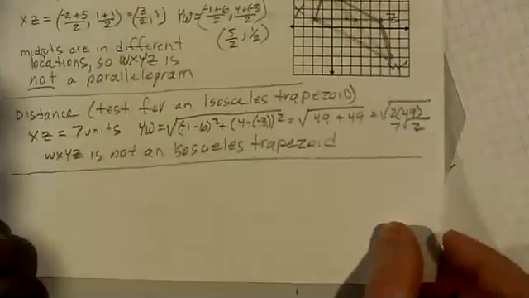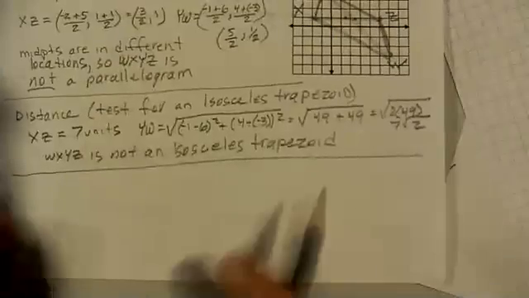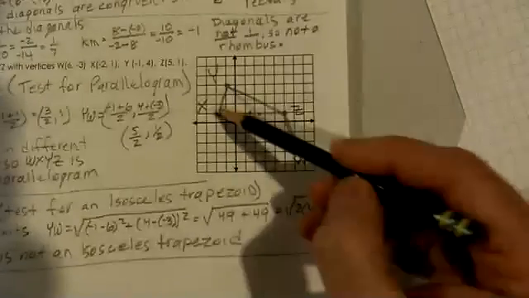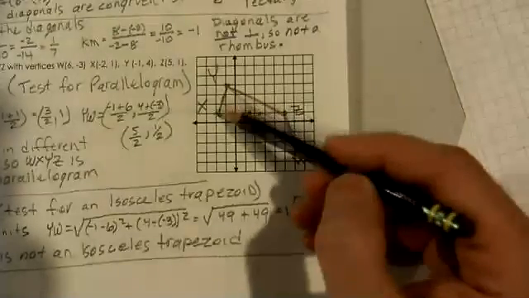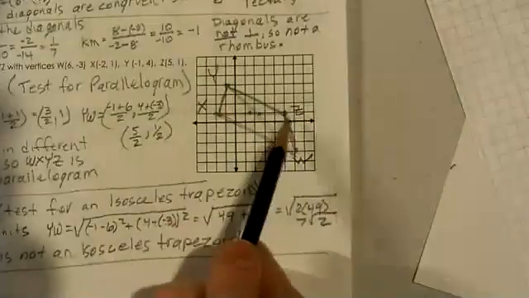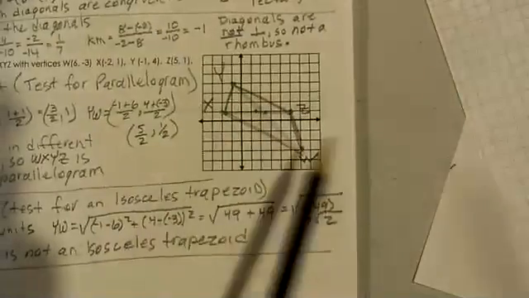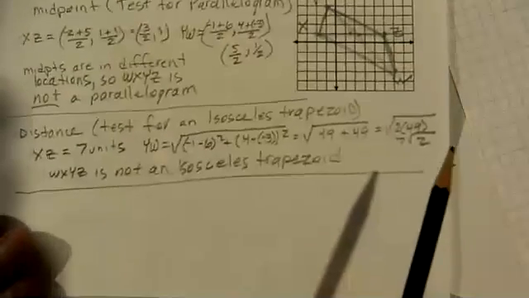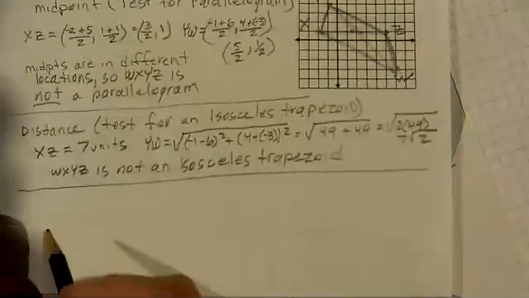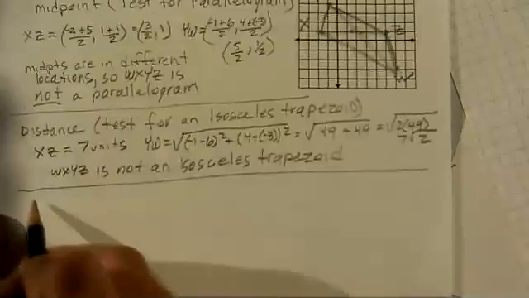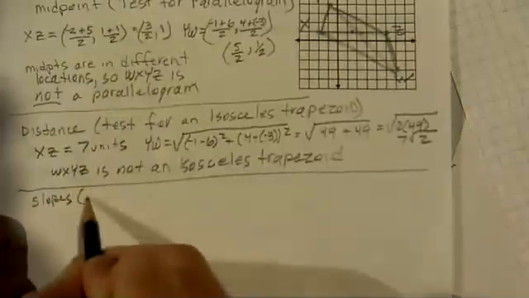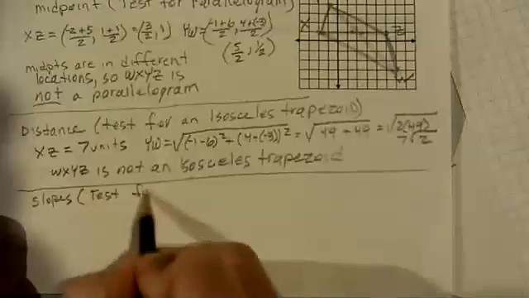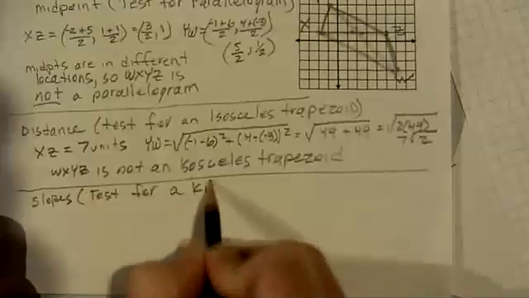And I don't think this kite thing is going to work out for us either. Because in a kite, your consecutive sides have to be congruent, and they're clearly not congruent. This guy's relatively short, and this guy's really long, and the scales are 1-to-1. So I'm not expecting this to come out in our favor. So here we're going to look at slopes. That means we are going to test for a kite.